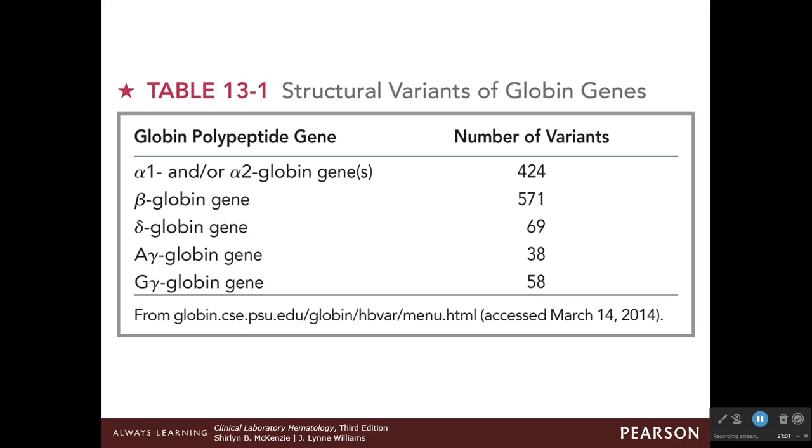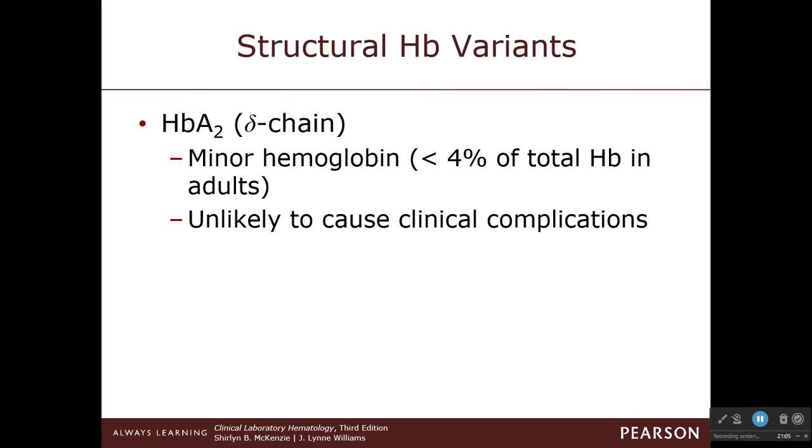So by far, beta is the one that has the most mutations. Okay? All right, hemoglobin A2, we know is a minor hemoglobin, unlikely to cause any clinical complications because we make so little of it. Even if it was abnormal, it wouldn't really matter. Remember, hemoglobin A2 is 2 alpha and 2 delta genes, or globin chains, okay? 2 alpha and 2 delta.